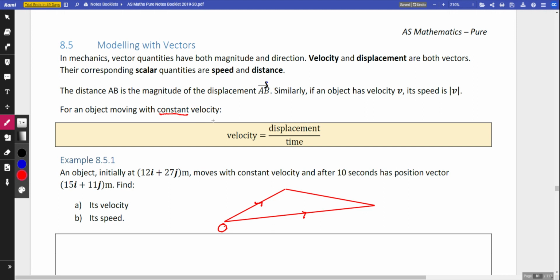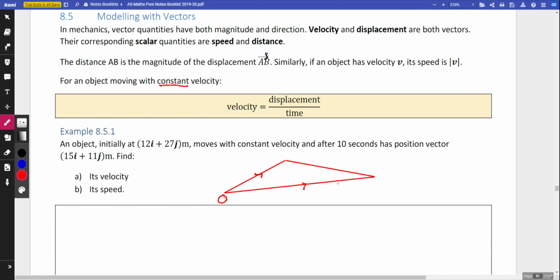In mechanics, you can see all of this with the Suvat equations. So we can use the Suvat equations in vector form, and that shouldn't be an issue. But because we've got constant velocity, we've got a is equal to 0, which has reduced the formula down to this one here. So having a look at example 8.5.1.